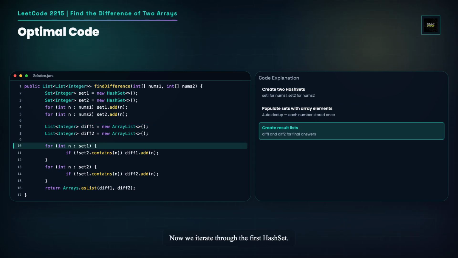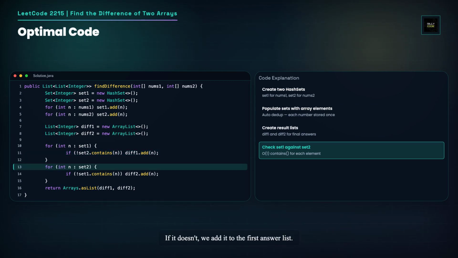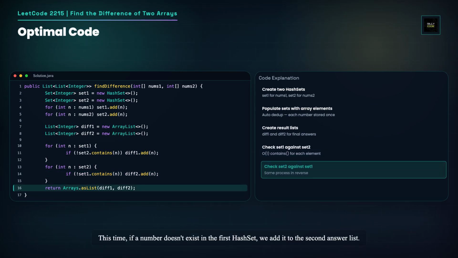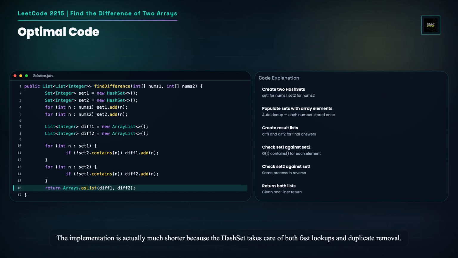Now we iterate through the first hash set. For every number, we simply check whether it exists in the second hash set. If it doesn't, we add it to the first answer list. Once we're done, we repeat the same process for the second hash set. This time, if a number doesn't exist in the first hash set, we add it to the second answer list. Finally, we return both lists. The implementation is actually much shorter because the hash set takes care of both fast lookups and duplicate removal.